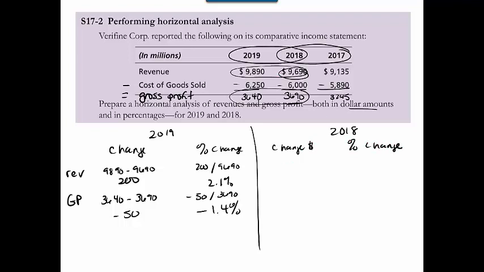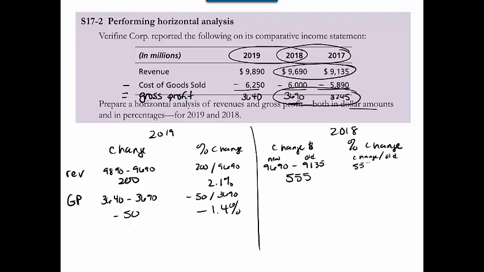So now let's erase all these lines so that's not confusing. I'm going to do these two numbers and these two numbers. So for revenue, I'm going to go 9690, and I started at 9135. So this is my new and this is my old to give me the change, which is 555. And then I'll take the change divided by the old. So 555 divided by my starting point, which is the 2017 number, 9135, and I get 6.1%.